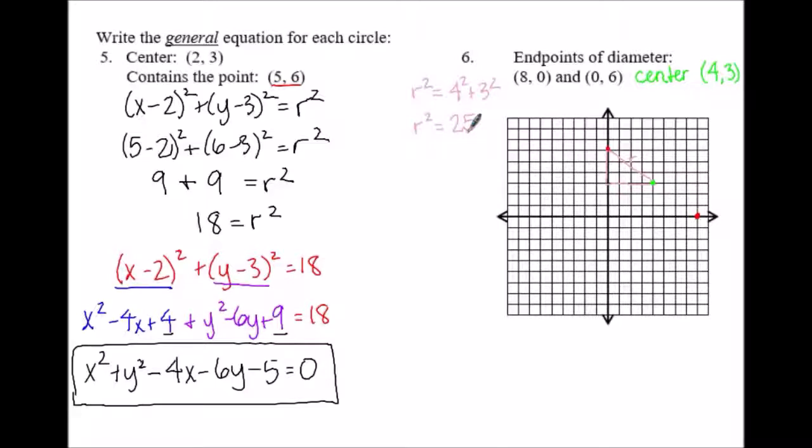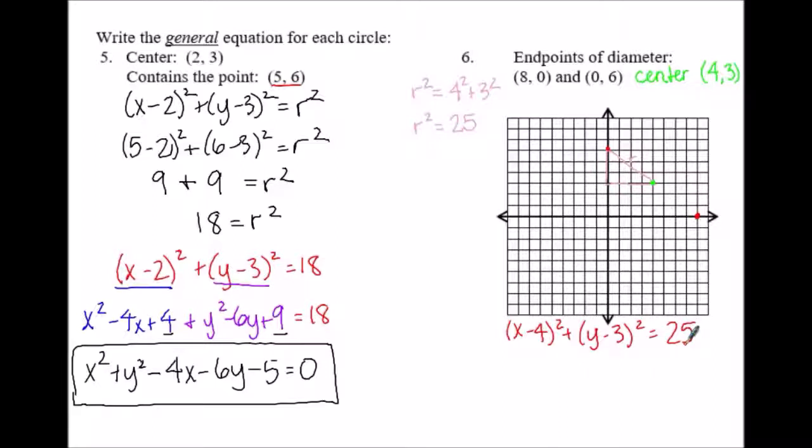And I can go ahead and stop there. You can see that this is essentially the same thing that we did in problem number 5, it's just a different way of thinking about it. So if I first write out my standard form equation, I have my center, and I know what r squared is. So I have (x minus 4) squared plus (y minus 3) squared equals 25.